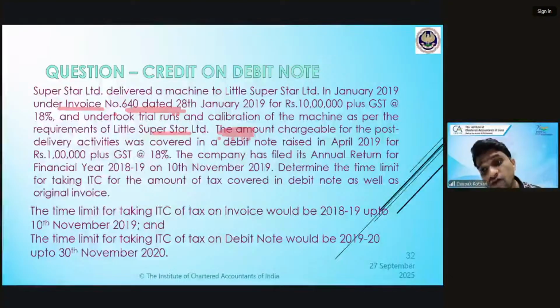If the debit note was on 31st March 2019, yeah, good question. If, in this case, the debit note was raised not in April but on 31st March 2018, what will be the due date for claiming the credit of the debit note? 30th November 2019. 10th November, because he has filed the return on 10th November. So it will be 10th November 2019. Okay.